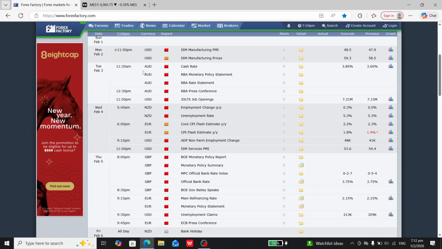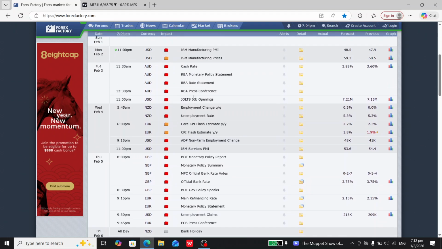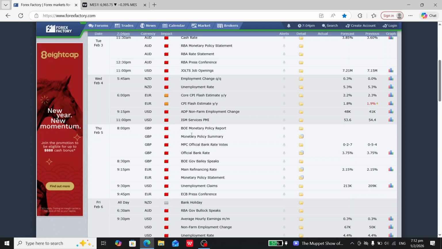Okay, Tuesday is maybe the Aussie cash rate. So Aussie 200 can be traded after this news release, maybe Tuesday during the London session onwards. Aussie can be tradable. Okay, so this is for Aussie. Need to be careful with this.